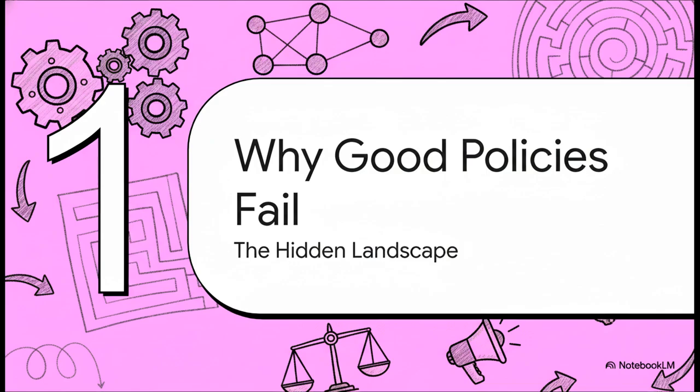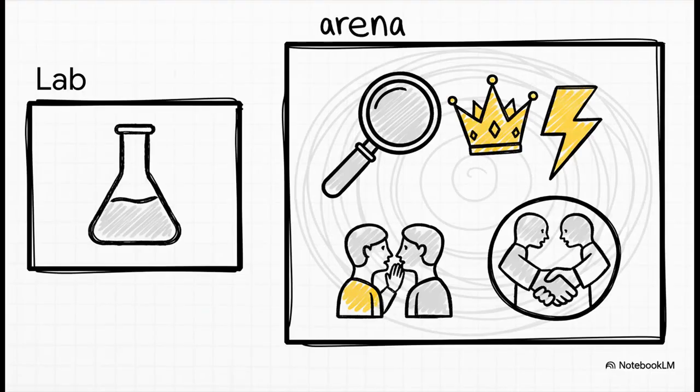Okay, first things first. Why do so many smart, well-intentioned policies just completely crash and burn? The simple answer is that you can never separate the content of a policy from the messy politics of making it happen. Policy isn't cooked up in some sterile lab. It's forged in a crowded, noisy arena full of competing interests, hidden agendas, and raw power struggles. To succeed, you have to understand this hidden landscape. And the map for that landscape? That's what we call political policy analysis.